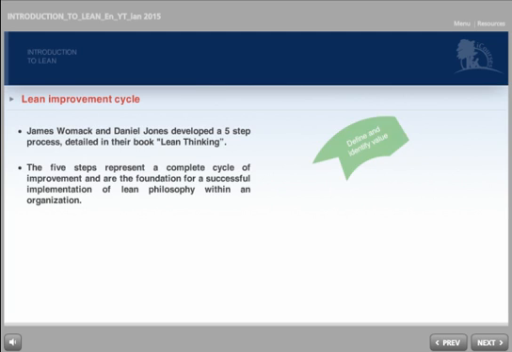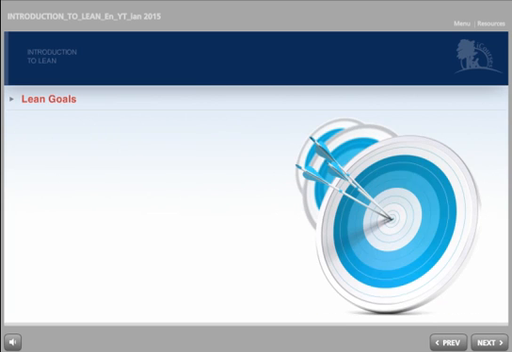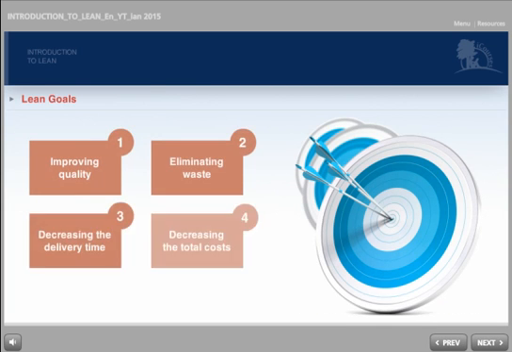The 5 steps are: 1. Define and identify value. 2. Map value stream. 3. Create flow. 4. Establish pull. 5. Pursue perfection. In lean manufacturing, there are 4 basic purposes.